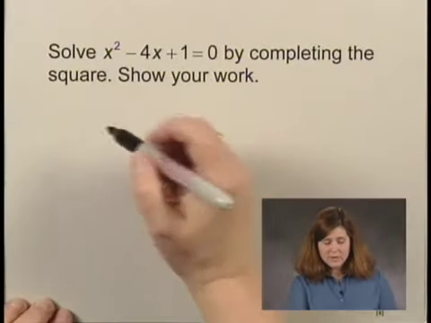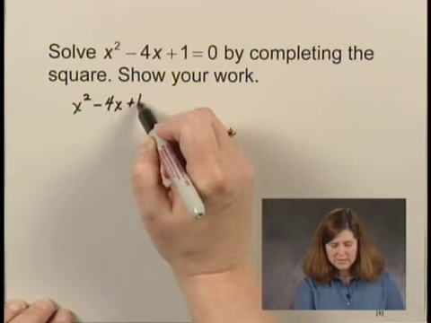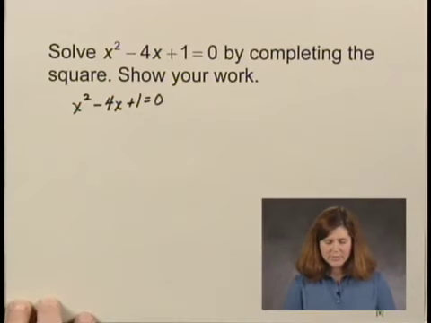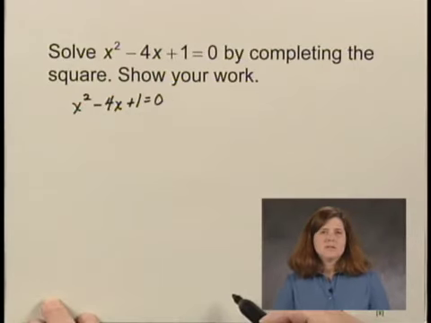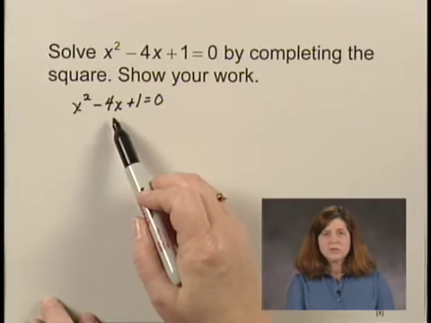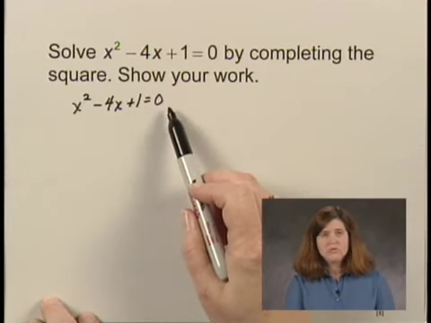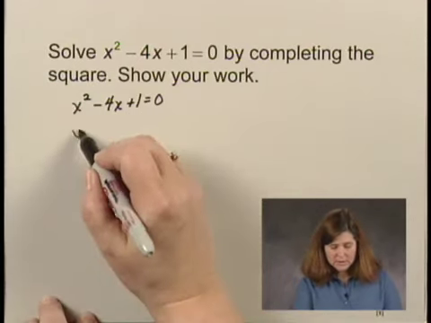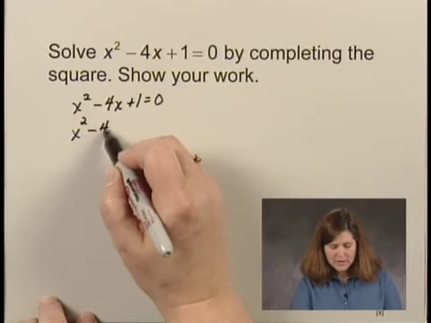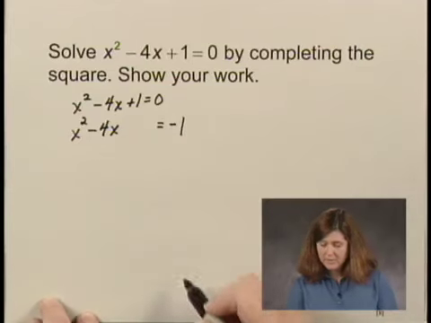We'll now solve an equation by completing the square. The equation we'll solve is x squared minus 4x plus 1 equals 0. In order to complete the square, I'm going to keep the x squared and the x terms on one side of the equation and subtract 1 to move that to the other side of the equation. So that gives me x squared minus 4x equals negative 1.